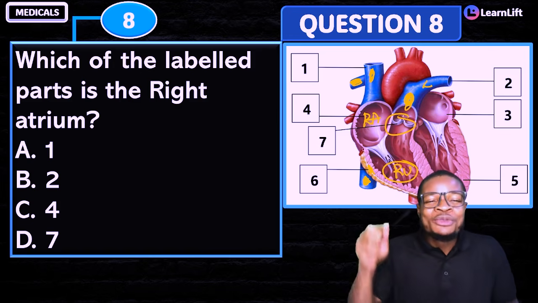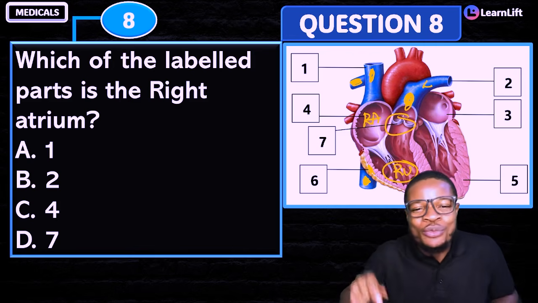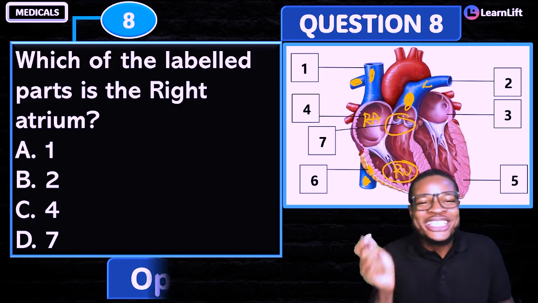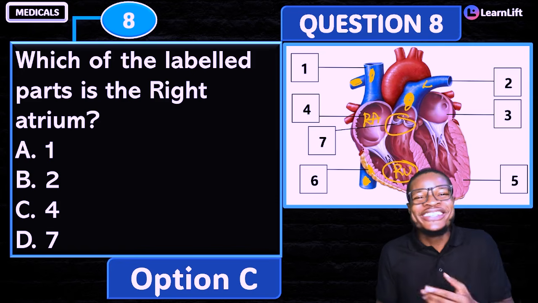Now, the question says, which of the labeled parts is the right atrium? Which one is the right atrium? It is 4. Option C is the answer.